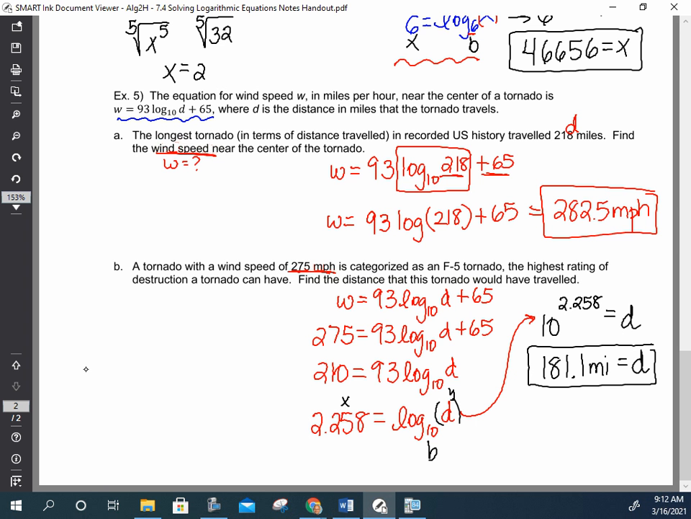Any questions? Example 5. Let's see. Looks like everyone in here is good. Any questions at home with example 5? Any questions on any of the 8 examples? Anything that didn't click? Anything that might be a little weirded out about?